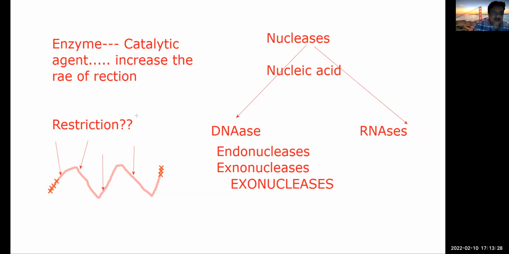Now, these restriction enzymes, the full form of restriction enzyme, they're called restriction endonucleases because they can act in the middle. Now, why are they called restriction enzymes? They're called restriction enzymes because, what happens? What's the favorite enemy of bacteria?